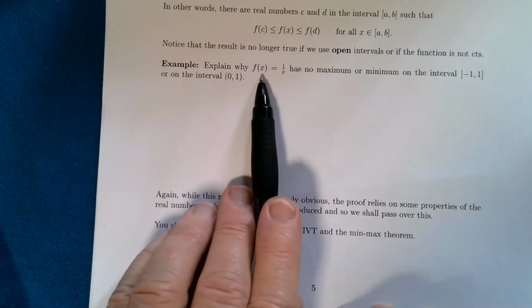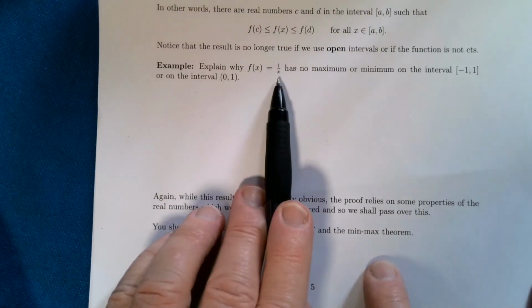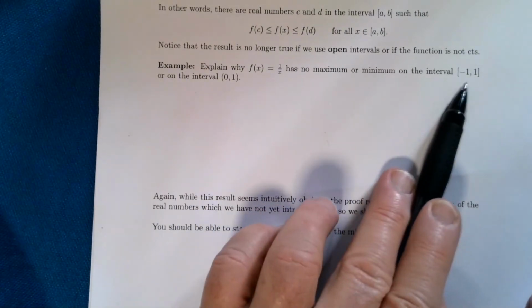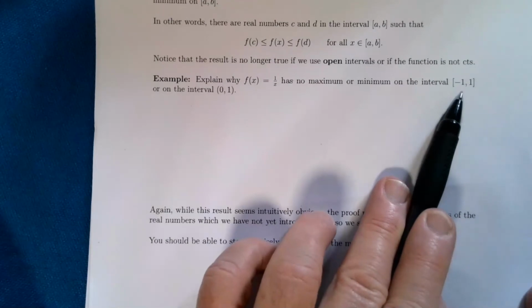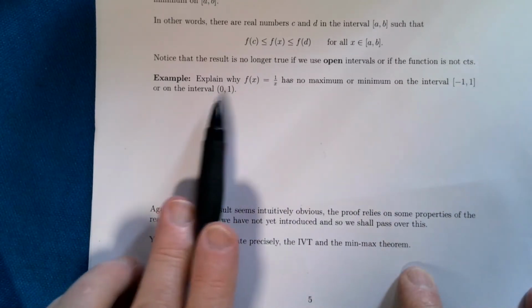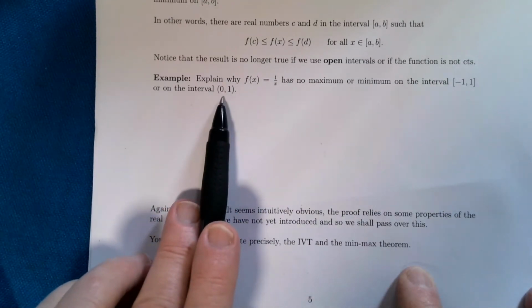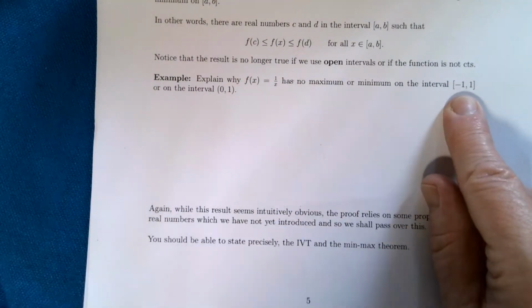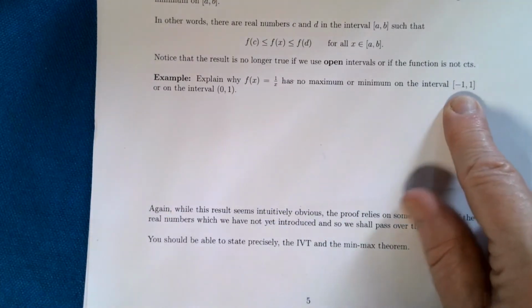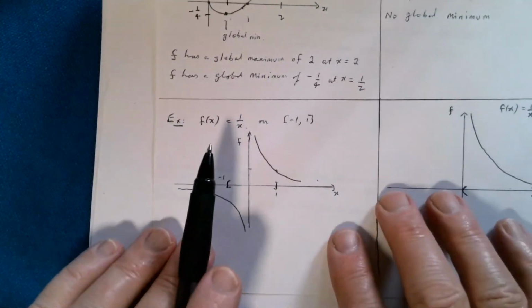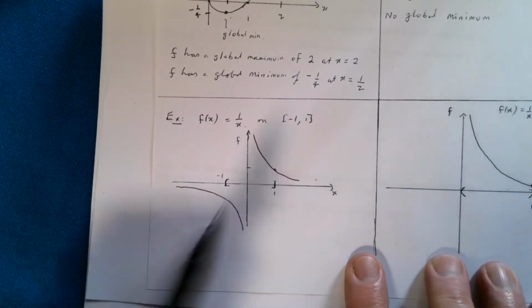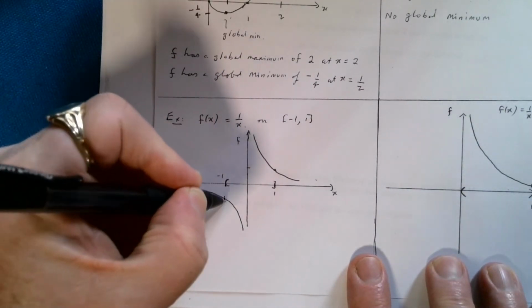So I'm going to explain why f of x equals 1 over x has no maximum or minimum on the interval minus 1 to 1, and it's got no maximum or minimum on the open interval 0 to 1. Well, you'll say, but hang on, minus 1 to 1 is closed. Yes, but if you draw the graph of 1 over x, here's the graph of f of x equals 1 over x on the interval minus 1 to 1. So we're just drawing this much of the picture.